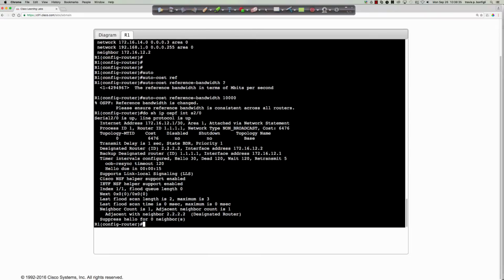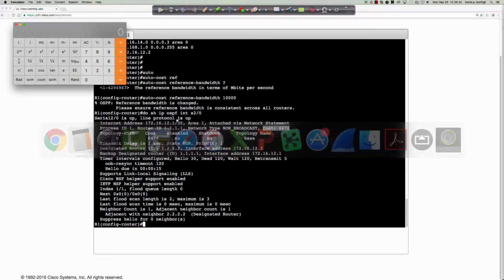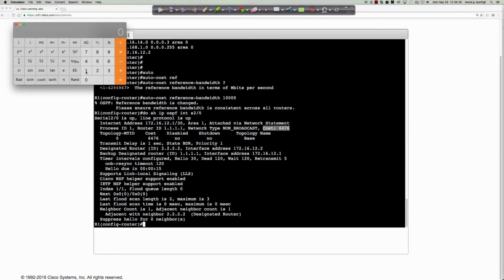the cost that we had earlier of 64 is now 6,476. And let's check that, right? It's always good to have the calculator app up. So the reference bandwidth in megabits per second is 10,000 divided by 1.544 megabits per second, 6476. Again, you can see the .68, we do not round up, right? We do not round up. We simply take that integer value right there, 6476, and take a look at that.